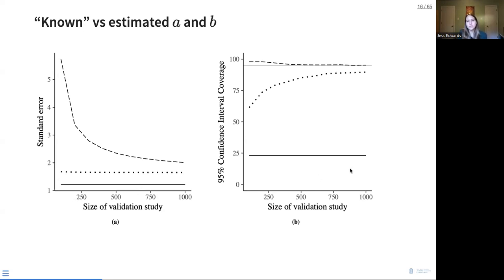And building off this, the 95% confidence interval coverage reflects these trends, where coverage is very poor for the naive estimator because it's biased. Coverage is actually very poor for the estimator that corrects for misclassification but ignores the uncertainty in A and B, especially at small validation sample sizes. But our proposed estimator has pretty good coverage throughout. And so this is the purpose of this double bootstrapping, and properly propagating the uncertainty we have in A and B.